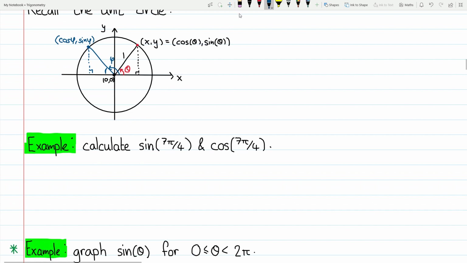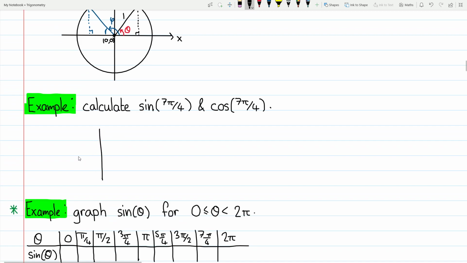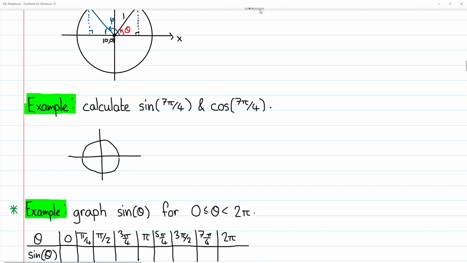So let's do an example. I think I did this example in the last talk, but I'm going to do it anyway again. So calculate sine of 7 pi over 4 and cosine. So really and truthfully what we're doing is we're drawing a unit circle. We are then going an angle 7 pi over 4, which is this angle here. So this is 7 pi over 4. And we want to find this coordinate, because this coordinate will tell us what the sine and cosine function is. That's in fact what their definition is.